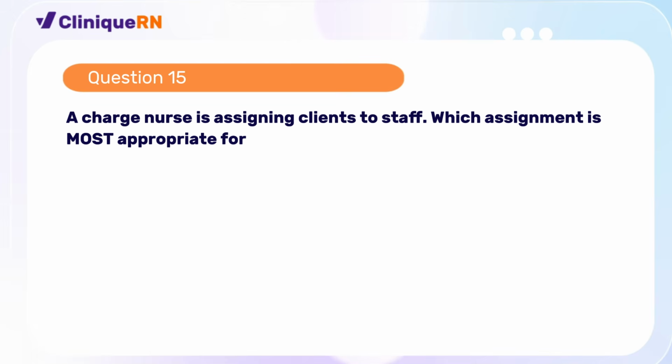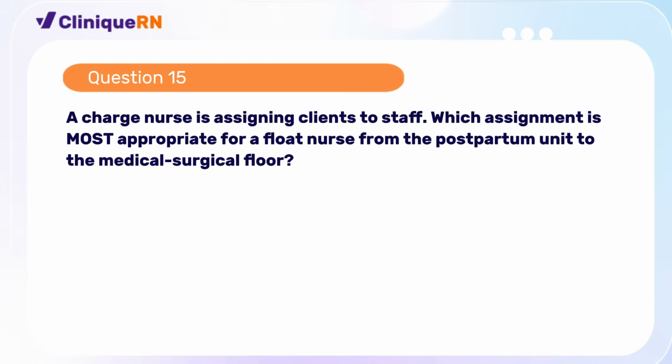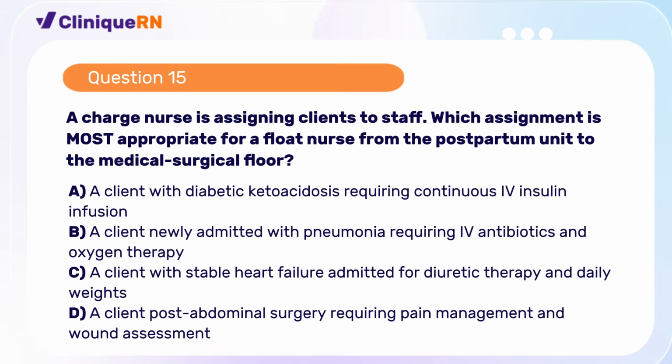Question 15. A charge nurse is assigning clients to staff. Which assignment is most appropriate for a float nurse from the postpartum unit to the medical surgical floor? A. A client with diabetic ketoacidosis requiring continuous IV insulin infusion. B. A client newly admitted with pneumonia requiring IV antibiotics and oxygen therapy. C. A client with stable heart failure admitted for diuretic therapy and daily weights. D. A client post-abdominal surgery requiring pain management and wound assessment.